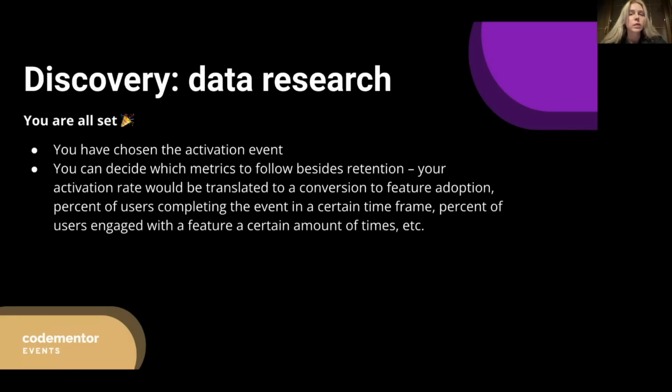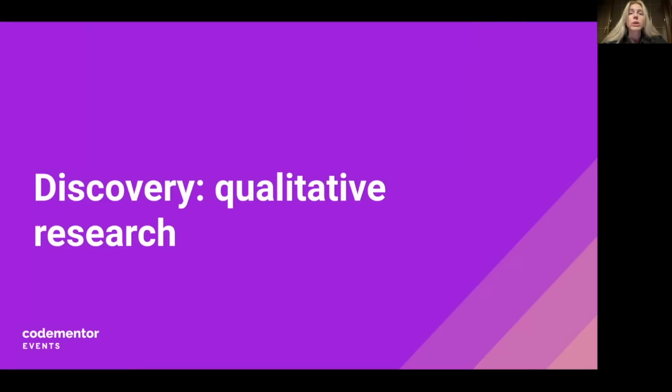And finally, you're all set. You have chosen the activation event, and you can decide which metrics to follow besides retention. Your activation rate would be translated to a conversion to feature adoption, or percent of users completing the event in a certain time frame, or percent of users engaged with this feature a certain amount of times, etc., depending on your business. Okay, now let's discuss another method of gathering user info for defining activation event, qualitative research.